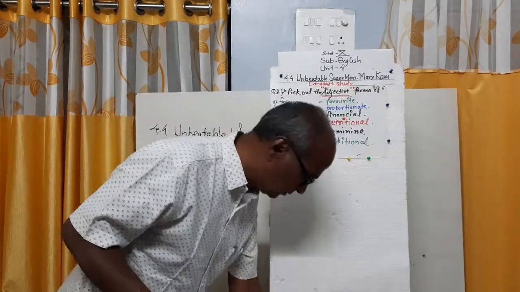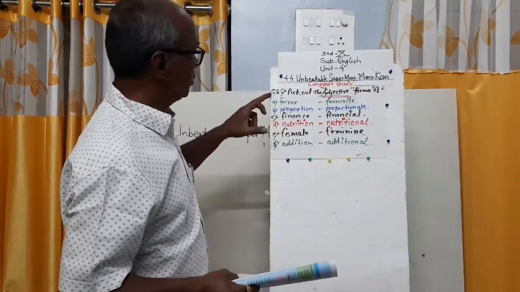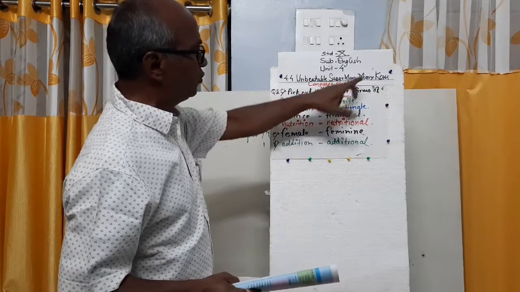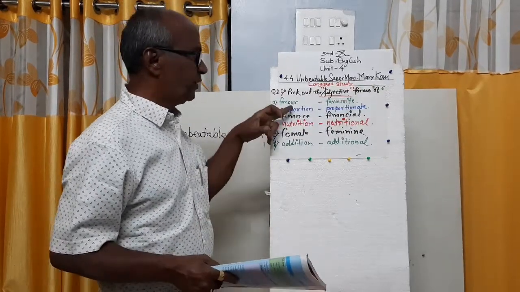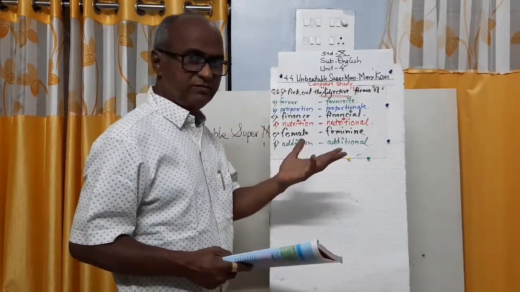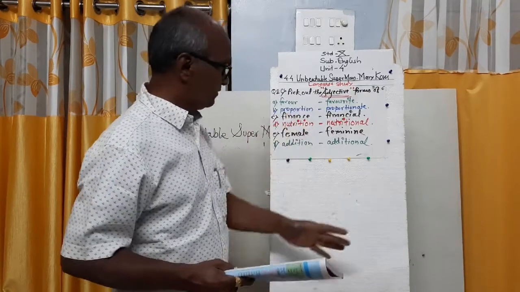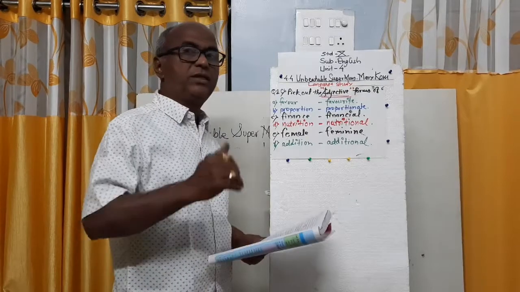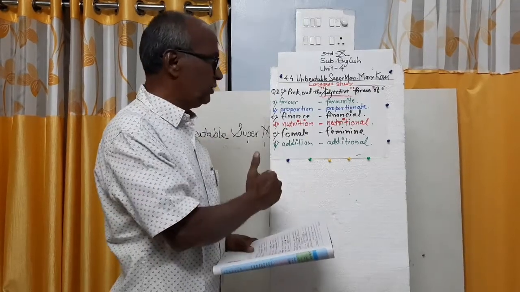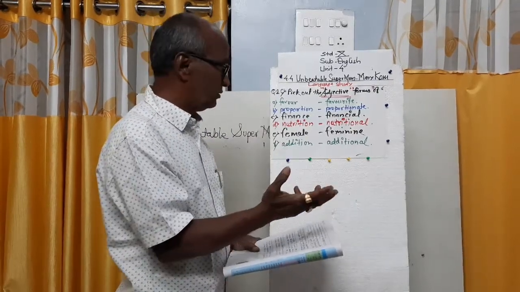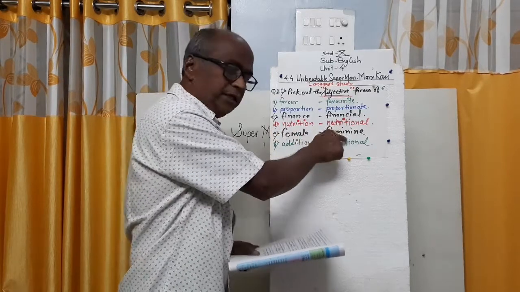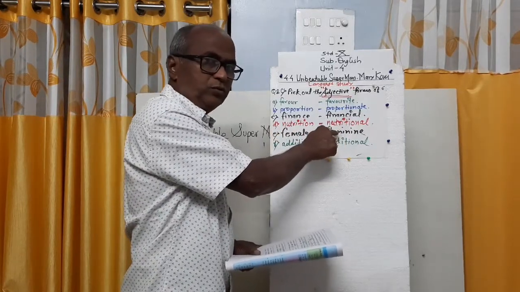What is it? Now C. Question 2C. Pick out the adjective forms of. First, favor, favorite. Proportion, proportionate. Finance, financial. Nutrition, nutritional. Female, feminine. This may be the new word for you.